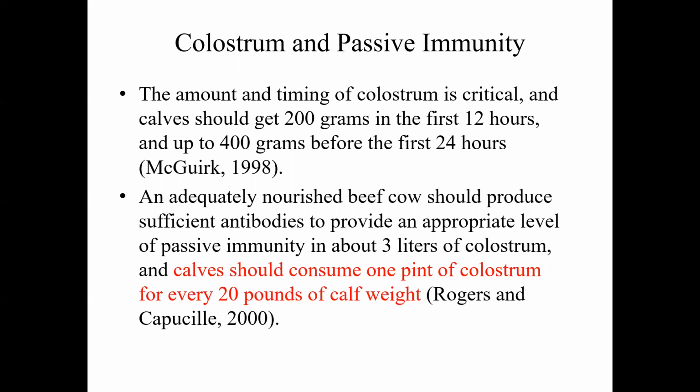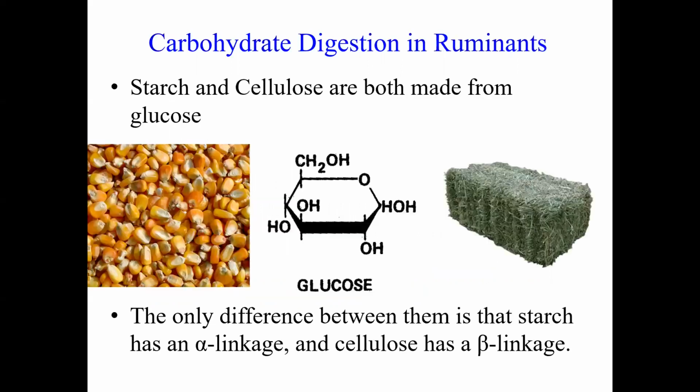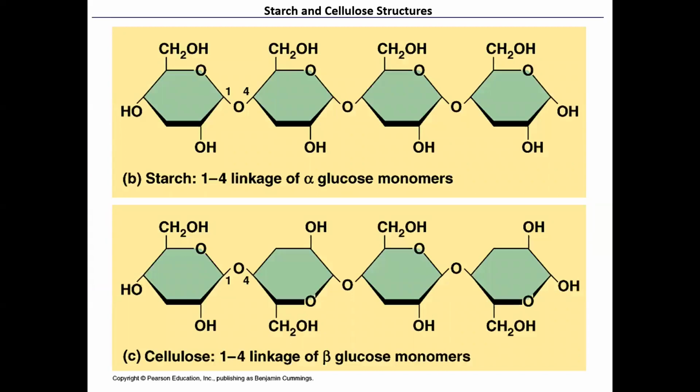I want to switch gears a little bit now and talk about forages and carbohydrate digestion. We need to understand that starch and cellulose are both made up of a glucose molecule. The only difference is that starch has an alpha linkage and cellulose has a beta linkage. This slide just shows what these different linkages are.